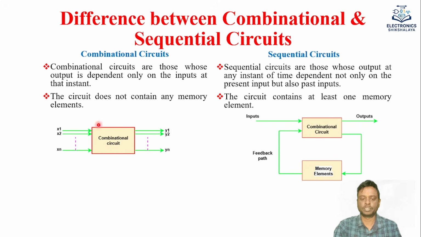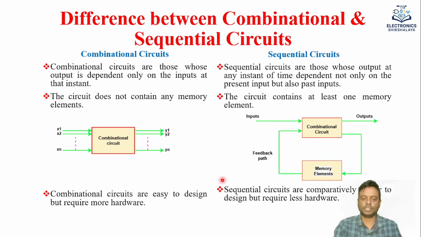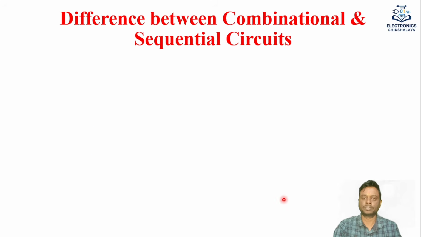The combinational circuit consists of logic gates. Similarly, in a sequential circuit we have memory elements or storage elements, which are capable of storing binary information. One flip-flop or one latch can store one bit of binary information. The memory elements are flip-flops or latches. Combinational circuits are easier to design, but they require more hardware. Sequential circuits are comparatively harder to design, but they require less hardware. Similarly, combinational circuits are more expensive, whereas sequential circuits are cheaper than combinational circuits.